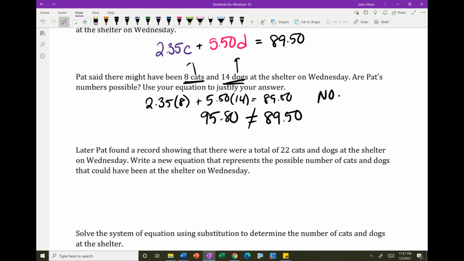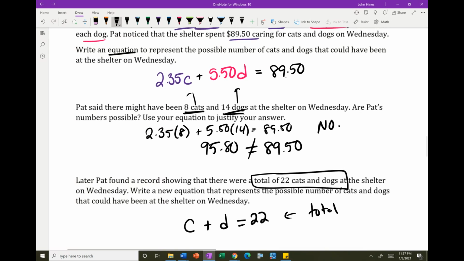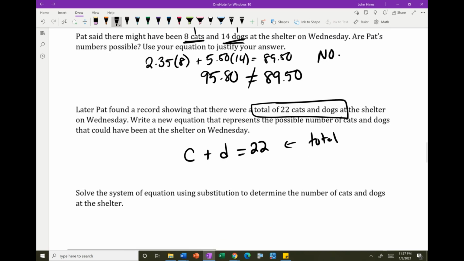Later, Pat found a record showing there was a total of 22 cats and dogs. So let's write a new equation. This equation has nothing to do with money. It just says cats and dogs, when I add them together, gives me 22. This is what I refer to as a total equation. And this equation up here refers to a money equation. Why? Every number you see here has to deal with money. And here, the sum, the total, equals 22.